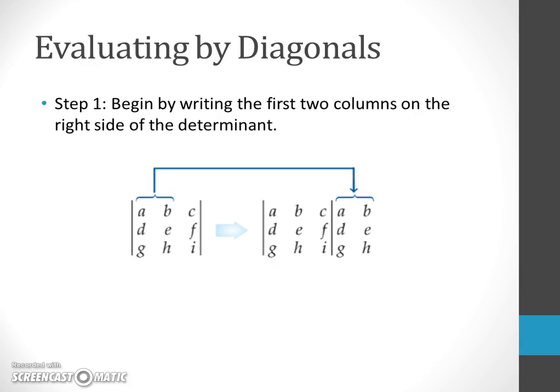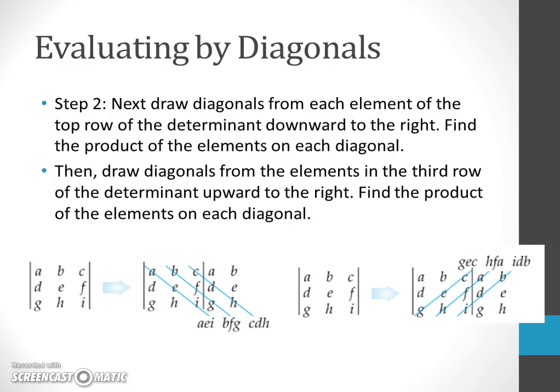Another method for evaluating a third order determinant is by using diagonals. So step 1, we begin by writing the first two columns on the right side of the determinant. Step 2, we next draw diagonals from each element of the top row of the determinant downward to the right. We find the product of the elements on each diagonal. Then we draw diagonals from the element in the third row of the determinant upward to the right. Find the product of the elements on each diagonal. So this is what it looks like below.